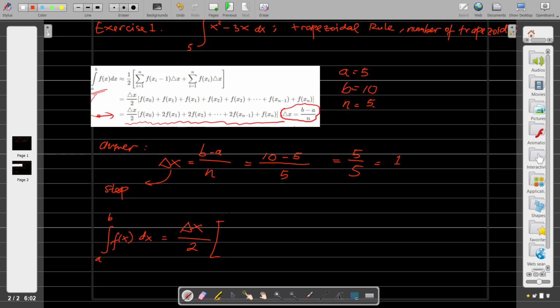Okay, so we go to the last form of this formula. So we have f(x0) plus 2 f(x1) plus 2 f(x2) plus 2 f(x3), then this is 4. Okay. 1, 2, 3, 4, 5.